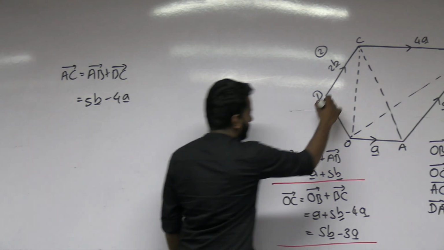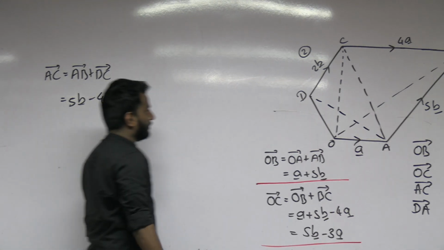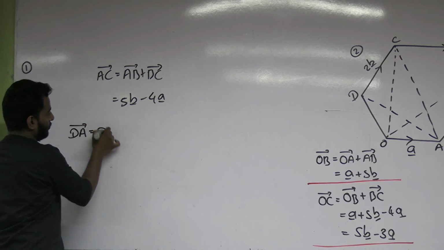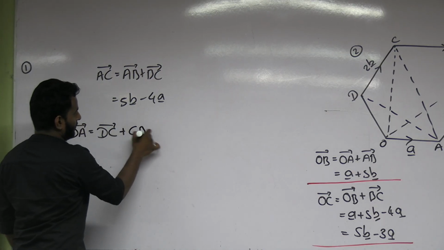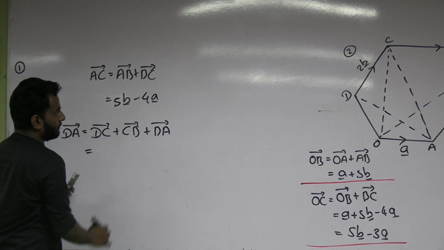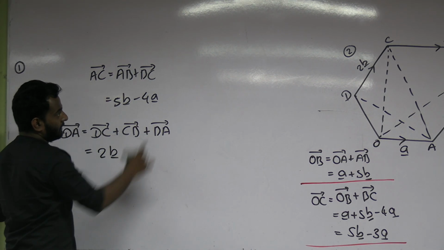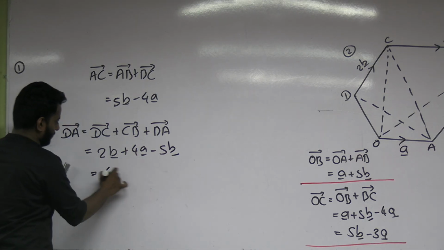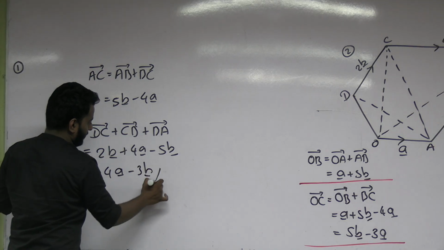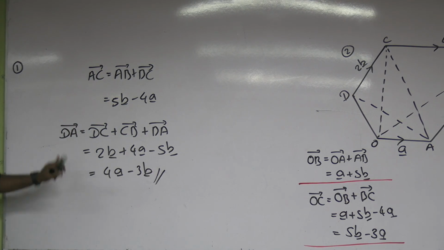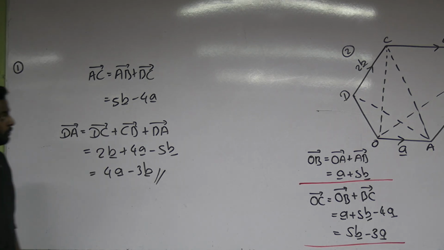And DA. So DA equals DC plus CB plus BA. DC means 2B, CB is 4A, and this is minus 5B. So this equals 4A minus 3B. Right? And next, we have DA and AC, and finally OD.